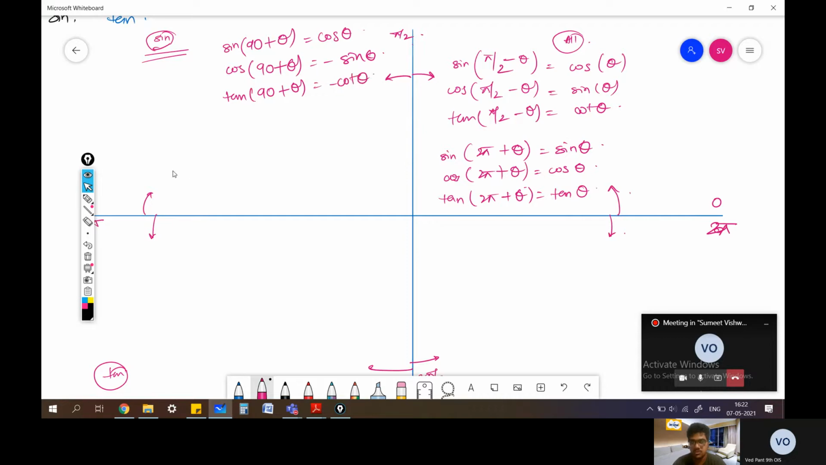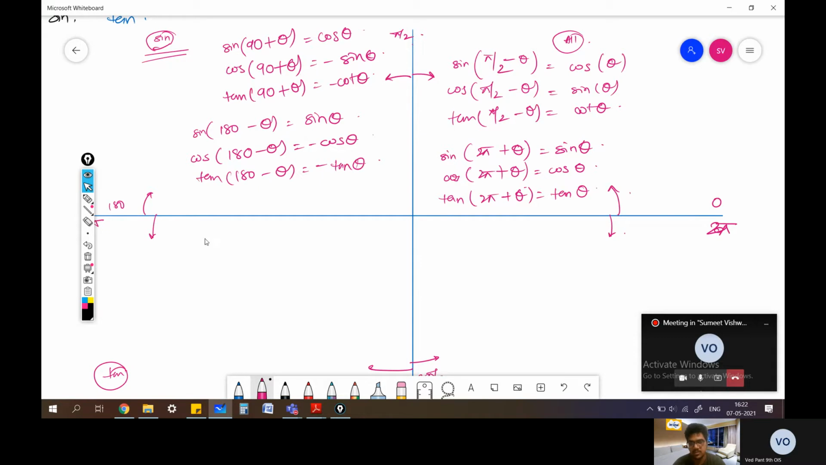Similarly, if I jump from here, this is the 180 line. Sine of 180 minus theta will be sine theta. The function doesn't change at this line. Cos of 180 minus theta will be minus cos theta. Tan of 180 minus theta will be minus tan theta.